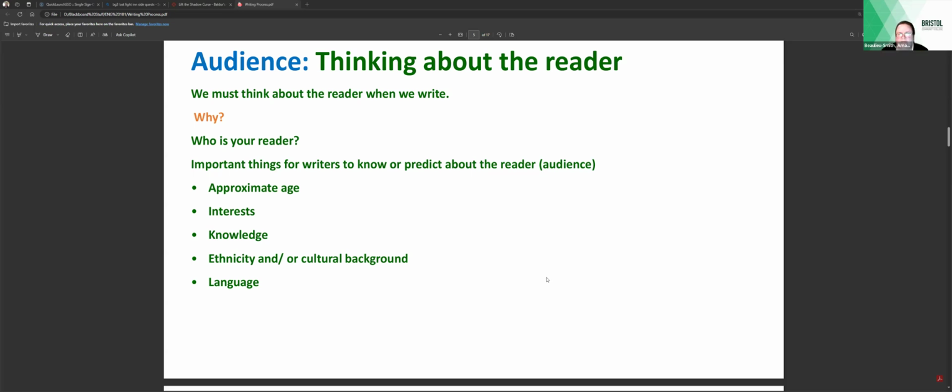Who is your reader? Important things for writers to know or predict about the reader are maybe approximate age, interest, knowledge, maybe ethnicity or cultural background, maybe their language, maybe their first language is not English. So one of the things that I might have to think about is how much slang can I include or how many colloquialisms? A colloquialism is a specific word or phrase that is specifically from a specific location. There's a lot of specifics in there. But you kind of have to think about that if that's who your audience is going to be.